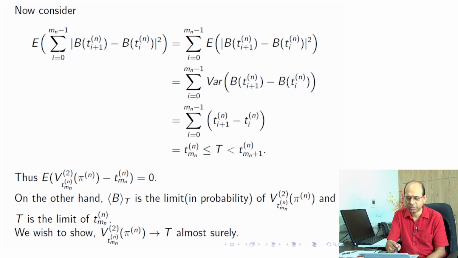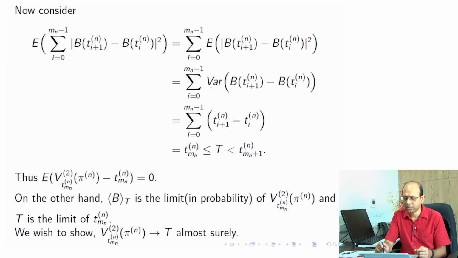Expectation of this sum is the sum of the expectations, because expectation is a linear operator: the expectation of B(t(i+1)) minus B(t(i)) whole squared. However, B(t(i+1)) minus B(t(i)) is an increment of Brownian motion, and the increment of Brownian motion is normally distributed with mean 0. So the expectation of the square of a random variable which has mean 0 is nothing but the variance of that random variable.